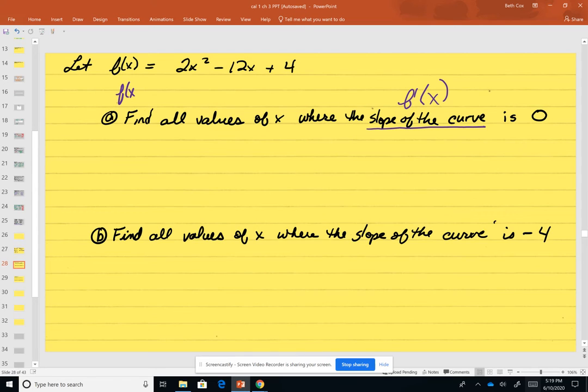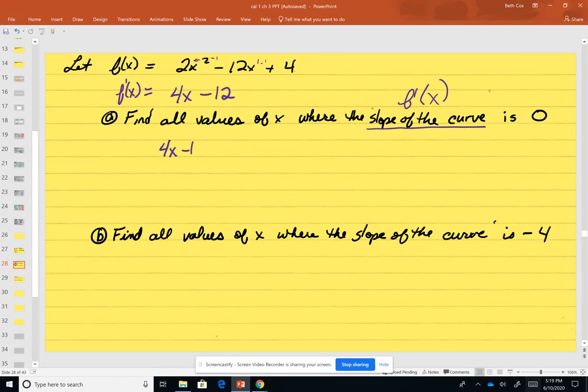So the derivative of this function is going to be 4x minus 12. Okay, so we did the 2 times the 2, that gave us the 4. Subtract 1 off that exponent gave us x to the 1. We did the 1 times 12, which gave us the 12. Subtract 1 off that exponent, and that gave us 0, which means there's no x at all. The derivative of a constant is just 0. So that's the derivative of the function, 4x minus 12.